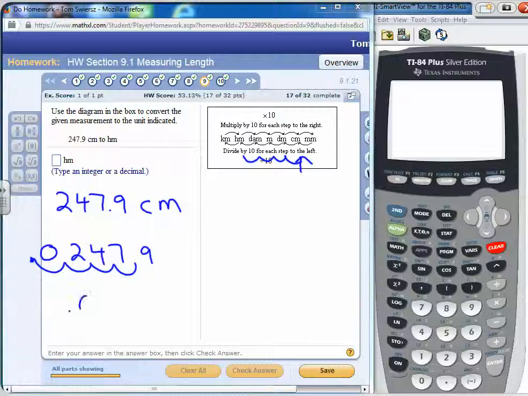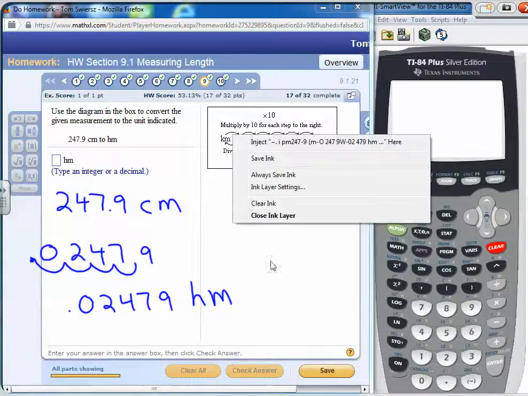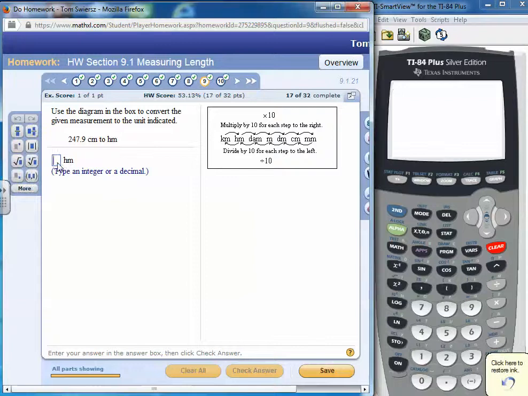So the answer will be 0.2479 hectometers. Okay? Move the decimal over 4 places according to this chart, from centimeters to decimeters to meters to decameters to hectometers. 1, 2, 3, 4 jumps in the direction to the left. All right, let's go ahead and put that answer in. 0.02479.